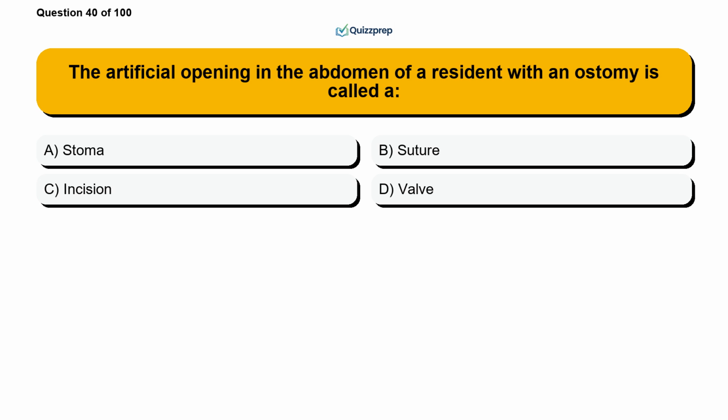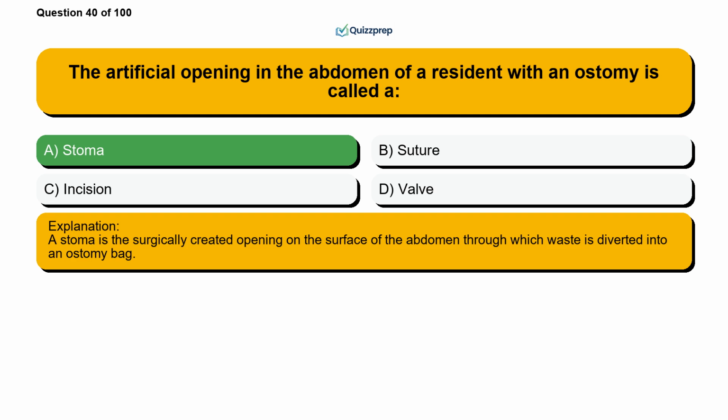Option A, stoma. Option B, suture. Option C, incision. Option D, valve. The correct answer is option A, stoma. A stoma is the surgically created opening on the surface of the abdomen through which waste is diverted into an ostomy bag.